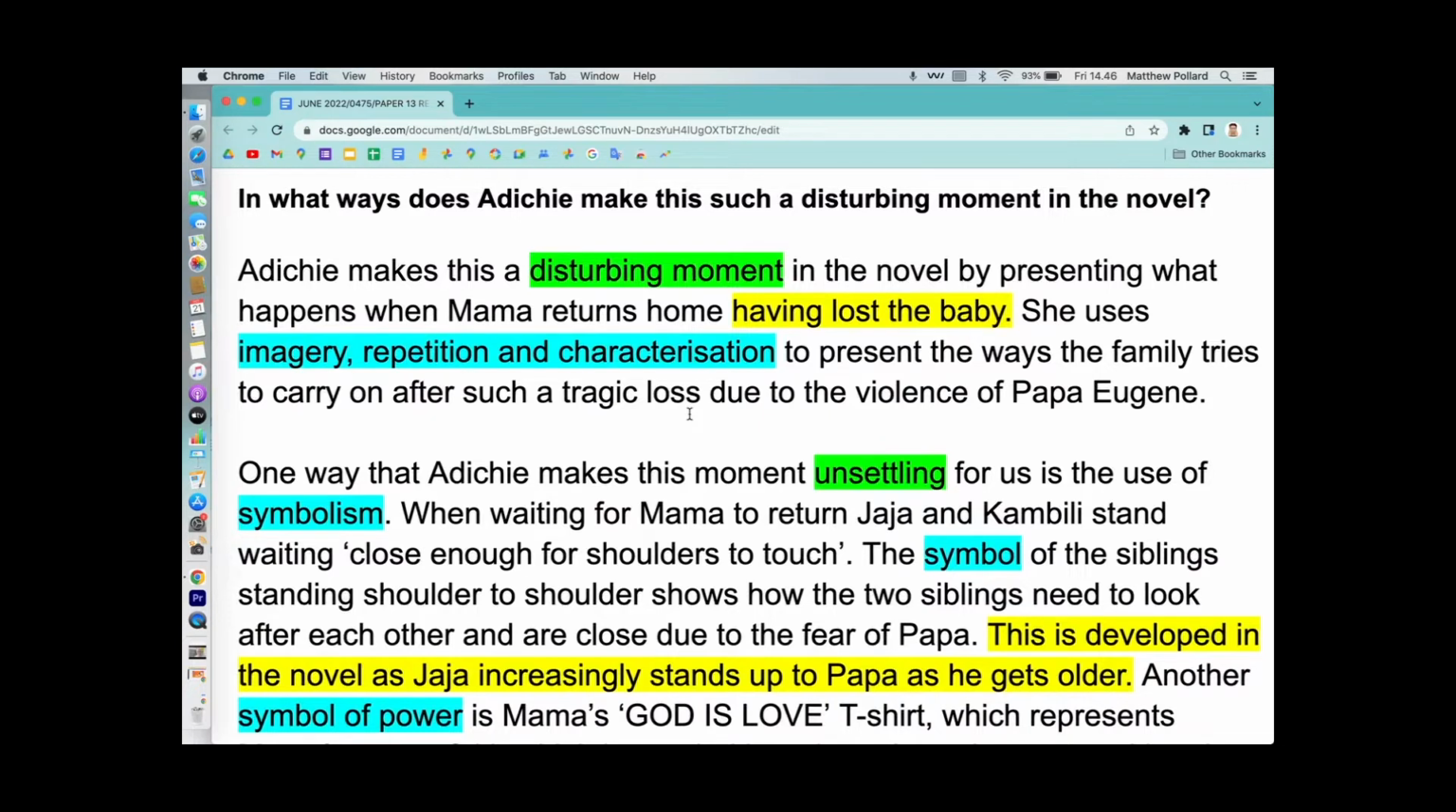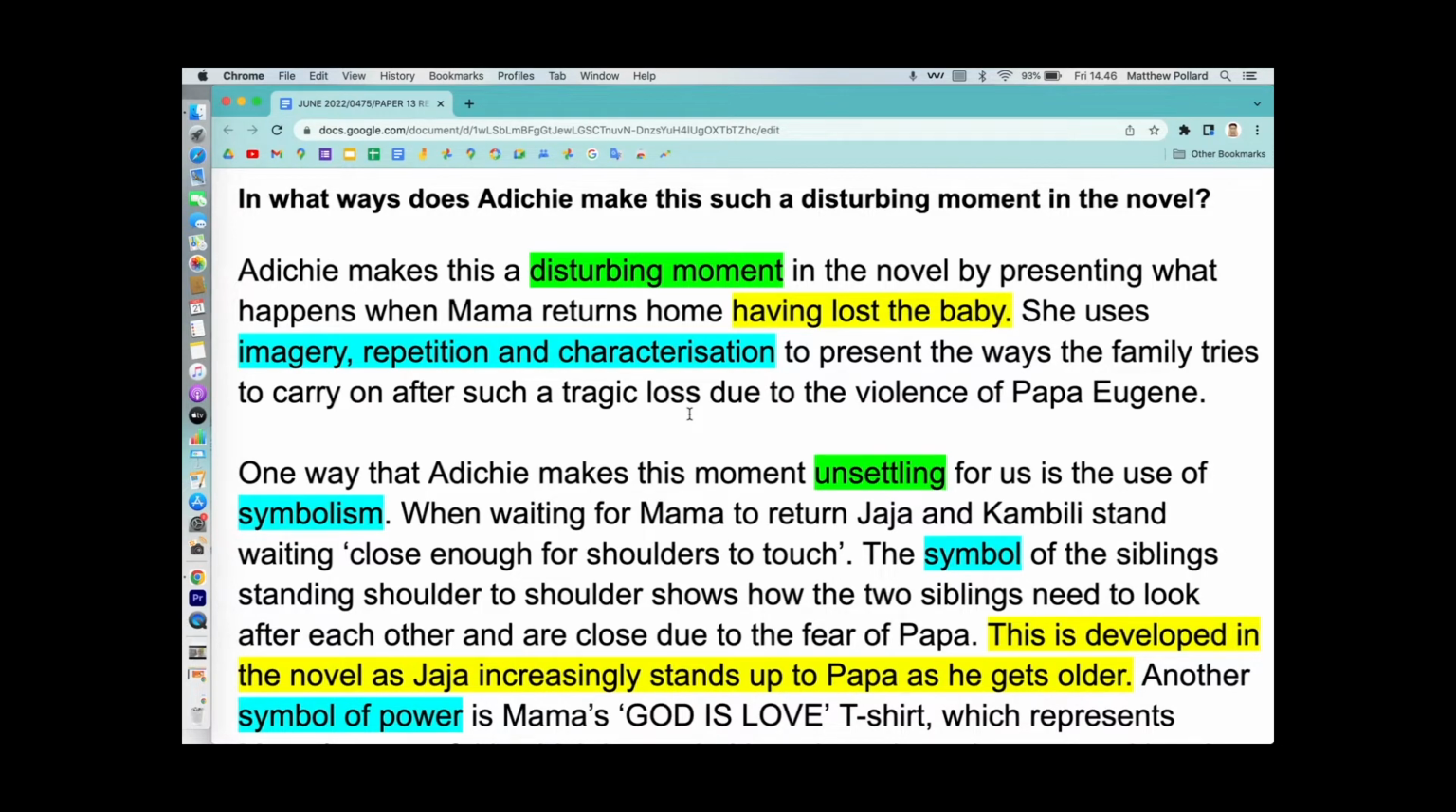In what ways does Adichie make this such a disturbing moment in the novel? Adichie makes this a disturbing moment in the novel by presenting what happens when Mama returns home having lost the baby. She uses imagery, repetition, and characterization to present the ways the family tries to carry on after such a tragic loss due to the violence of Papa Eugene.